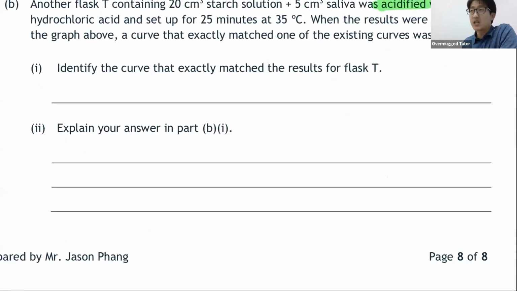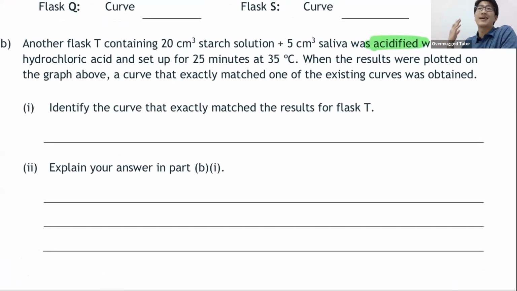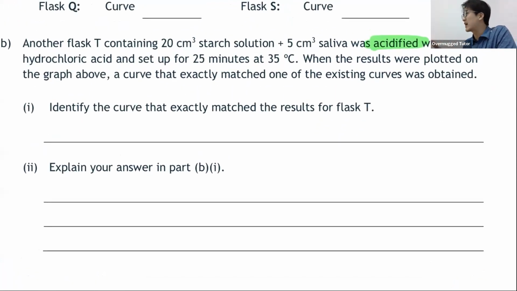Right? So explanation here, very straightforward. You're just gonna tell me that hey, acidifying it or adding hydrochloric acid is gonna denature the enzyme just like how boiling does. Now, there's a very interesting twist to this question because question is asking you to explain why it exactly matched. Question is not asking you to explain why no digestion. Do you understand the difference between these two answers? We are not asking you to explain why no digestion. We're asking you to explain why the same as flask R.